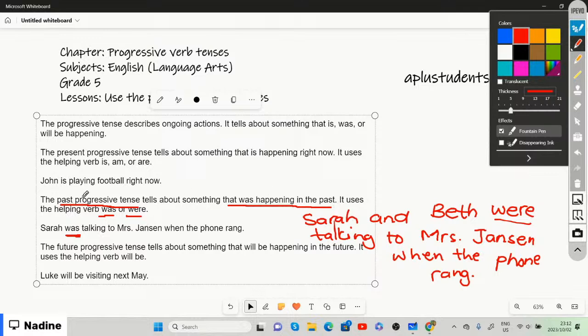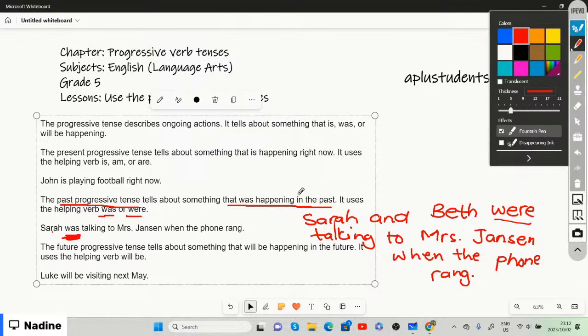So when we use the past progressive tense to show ongoing action that was happening in the past, we use helping verbs like was and were. An example is Sarah was talking to Mrs. Jansen when the phone rang. It means that only one person was talking to Mrs. Jansen, and that is why we put the helping verb was there.